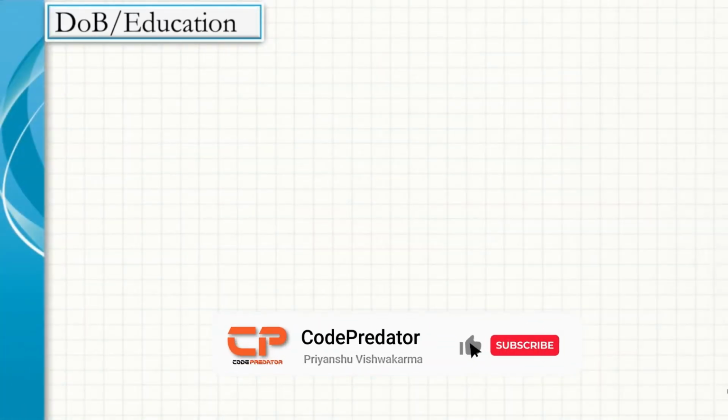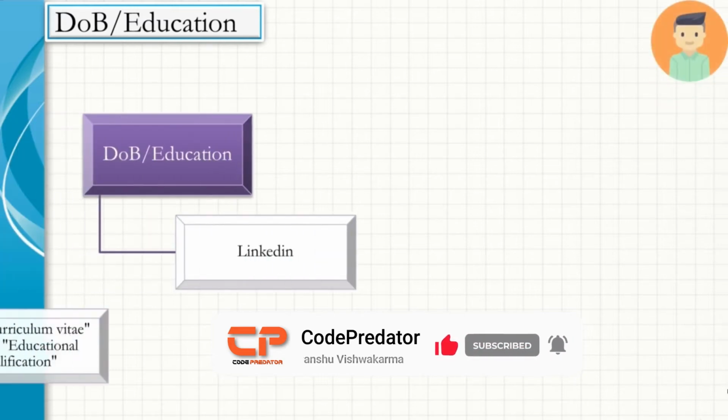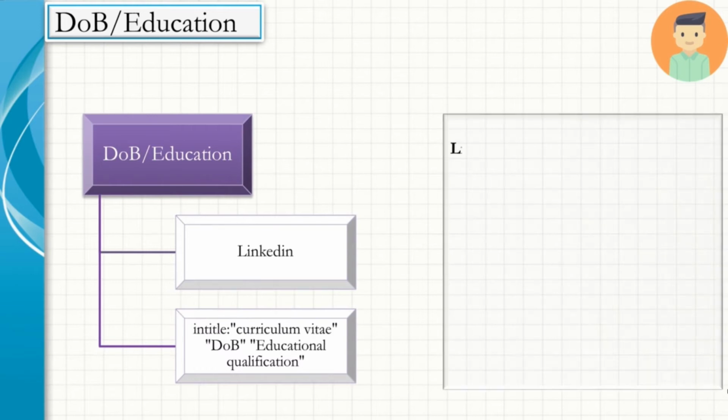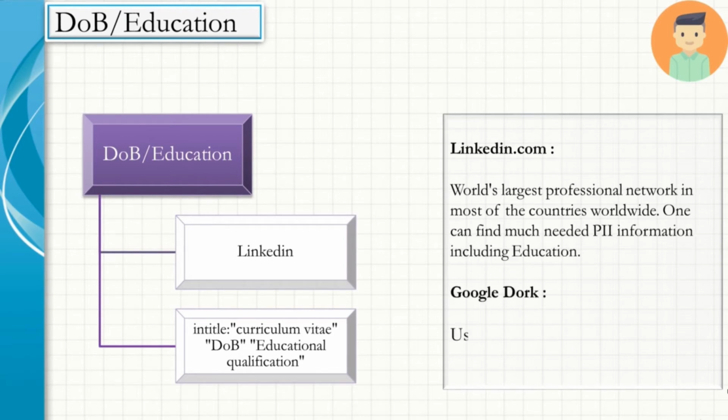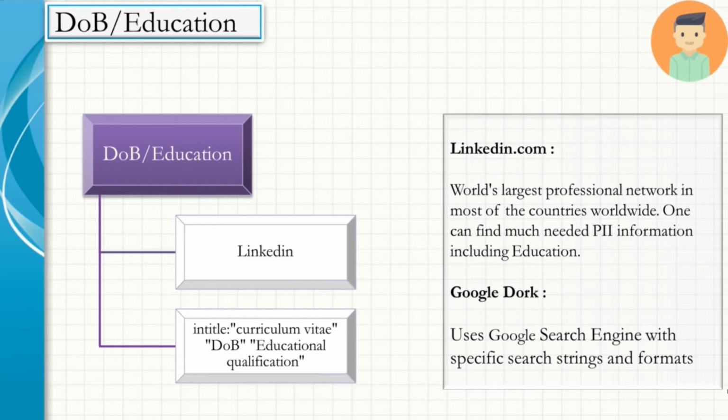Let us collect the information for date of birth and education. We can use LinkedIn as well as Google Docs for the same. LinkedIn.com is the world's largest professional network in most of the countries worldwide. One can find much needed personally identifiable information, including education. Also, we can use Google Docs, which uses the Google search engine with specific search strings and formats. Let us have a demonstration of both of them one by one.